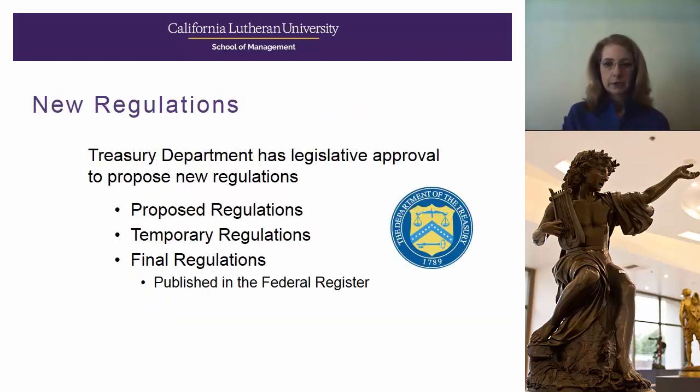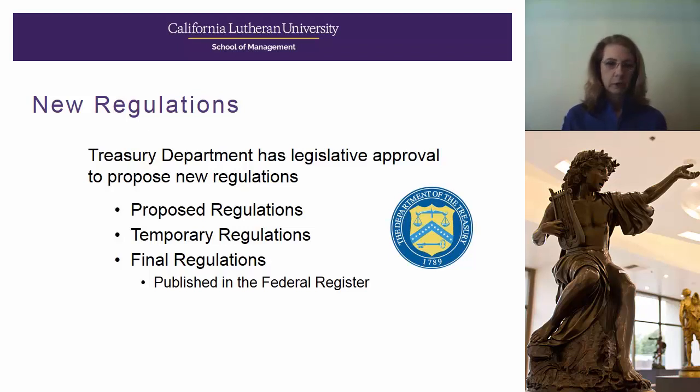Now, the Treasury Department has legislative approval to propose new regulations, and when the Treasury Department is coming up with regulations, they follow the same general formula. So first they send out proposed regulations. Proposed regulations do not have the force of law, and they're for public comment. So the IRS puts something out there and says, practitioners, taxpayers, other interested parties, tell us what you think. Once that comment period has closed, the regulations may become temporary regulations. Now these have some authority, certainly during the period that they are in force.